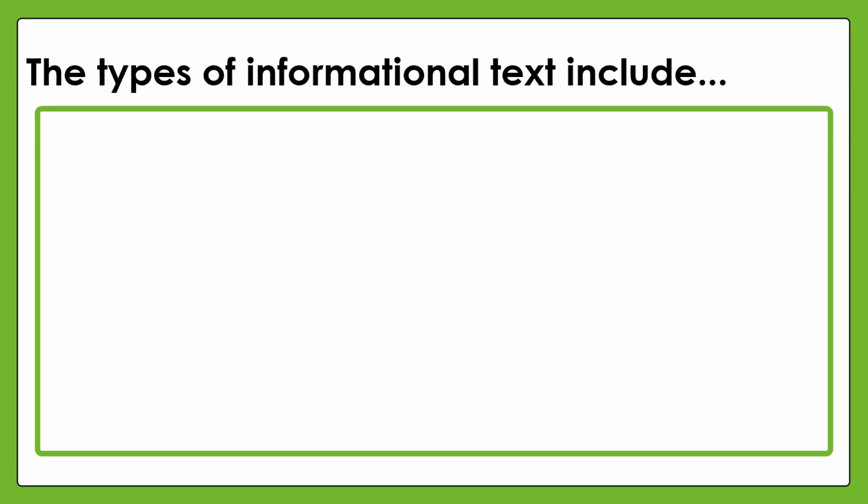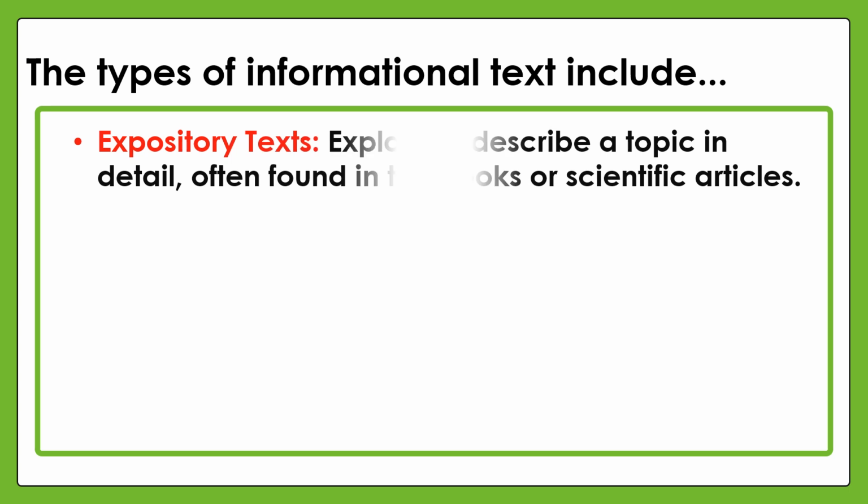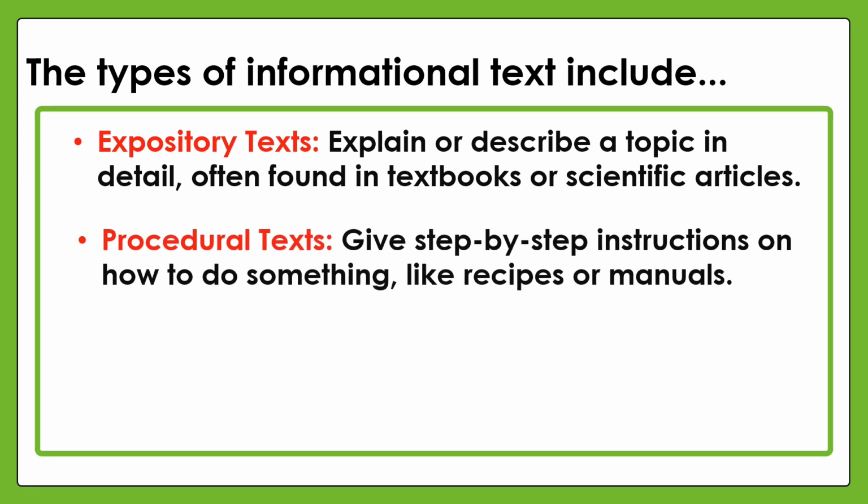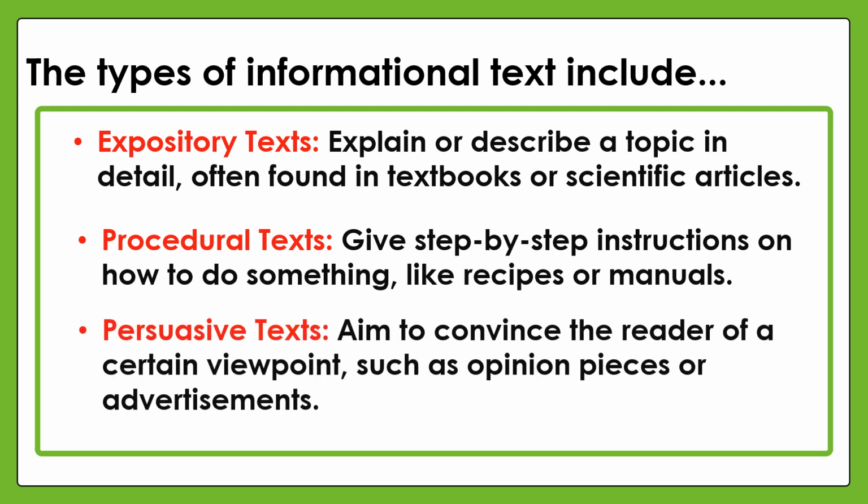The types of informational text include: first, expository text, which explains or describes a topic in detail, often found in textbooks or scientific articles. Second, procedural text, which gives step-by-step instructions on how to do something, like recipes or manuals. Third is persuasive text, which aims to convince the reader of a certain viewpoint, such as opinion pieces or advertisements.